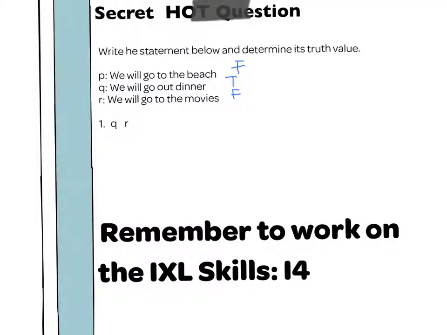Here is your hot question. Use the truth values that are given here: P is false, Q is true, and R is false. You want to evaluate Q, and that symbol is or, and figure out what the truth value is. Write the statement out and determine it. Work on your Excel. Thank you.